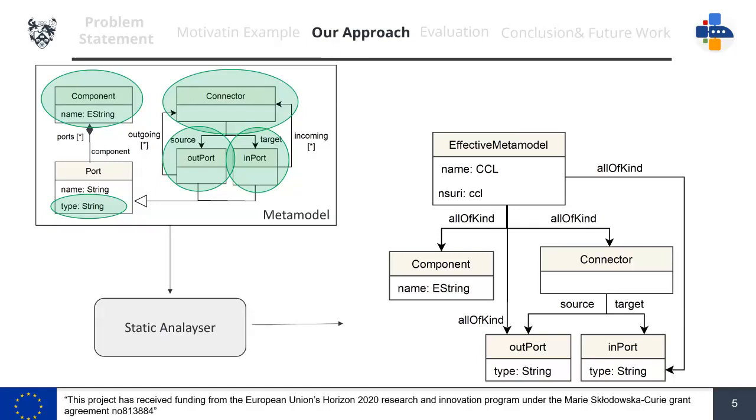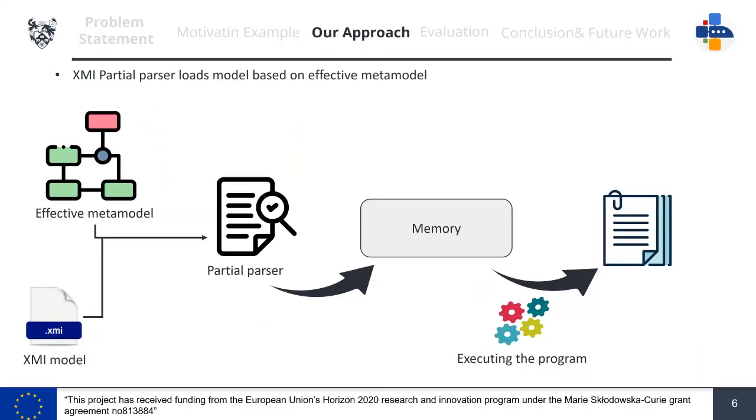So we extract the effective metamodel from the original metamodel using the static analyzer, and now we know which parts of the model are necessary for executing the program. We use a partial parser. The partial parser was developed by Jahanbin in 2016. He developed a partial parser which looks at the effective metamodel and loads the model based on it, right? So it skips the XMI tags that are not present in the effective metamodel and just loads the model partially in memory, and then executes the program.